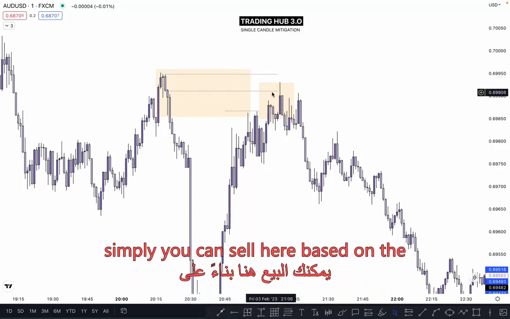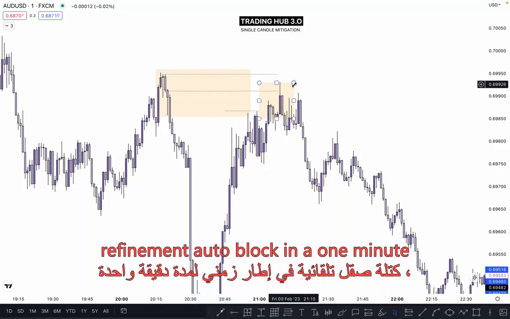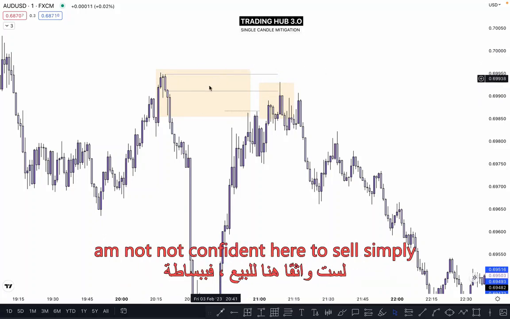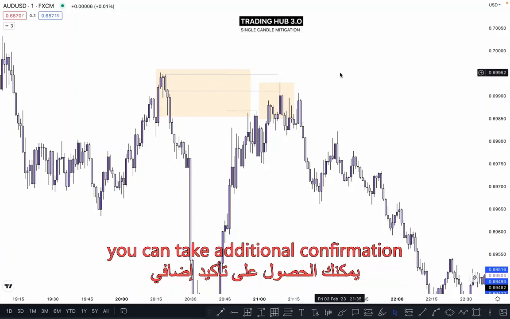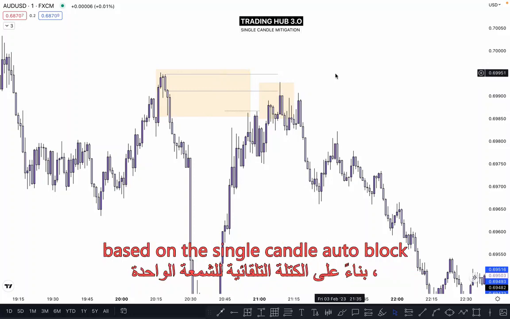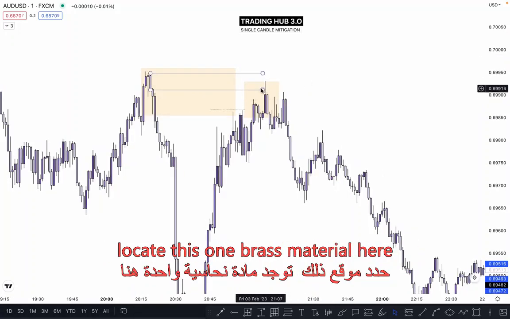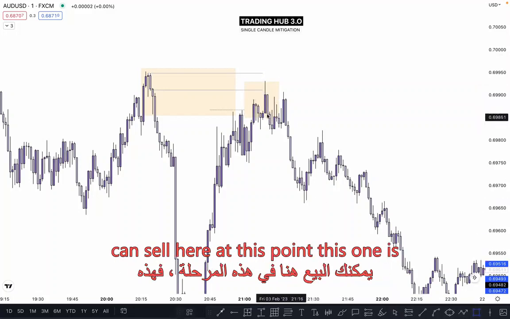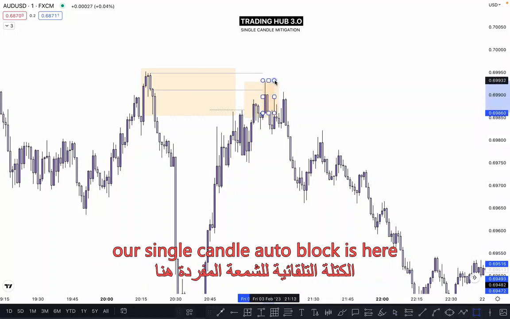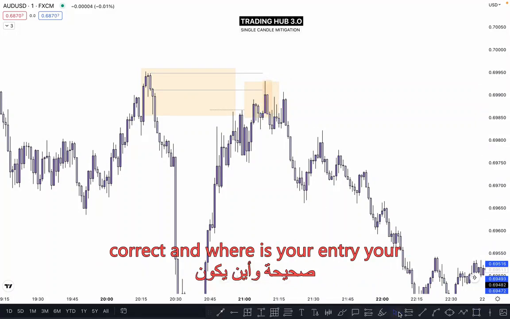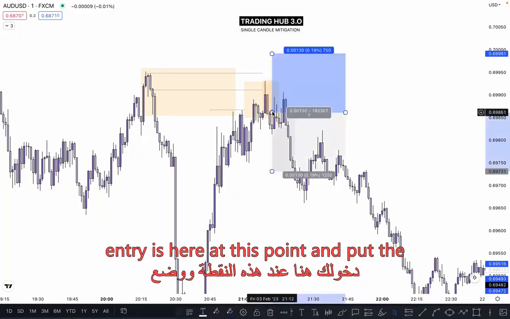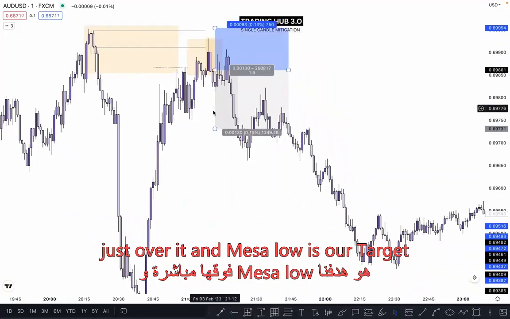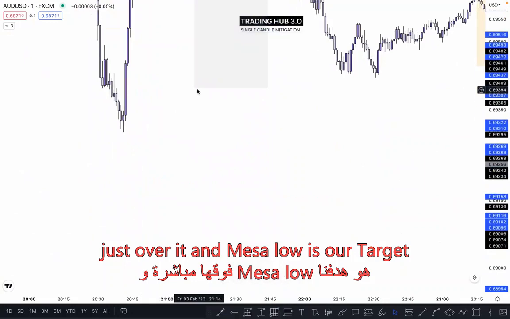Simply, you can sell here based on the refinement order block in the 1-minute time frame. And if you feel you are not confident enough to sell here, you can take additional confirmation based on the single candle order block. Look at this one: price mitigates here, the candle closes below it, and definitely you can sell here at this point. This is our single candle order block, correct? And where is your entry? Your entry is here at this point. Put the stop loss just above it, on the safer side, and the major low is our target at this point.